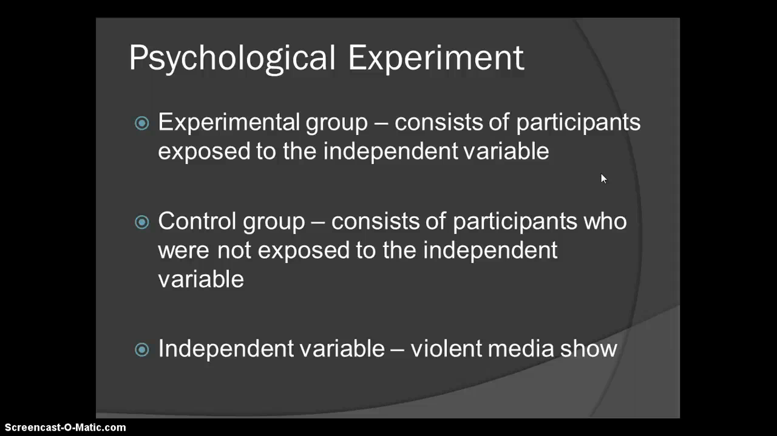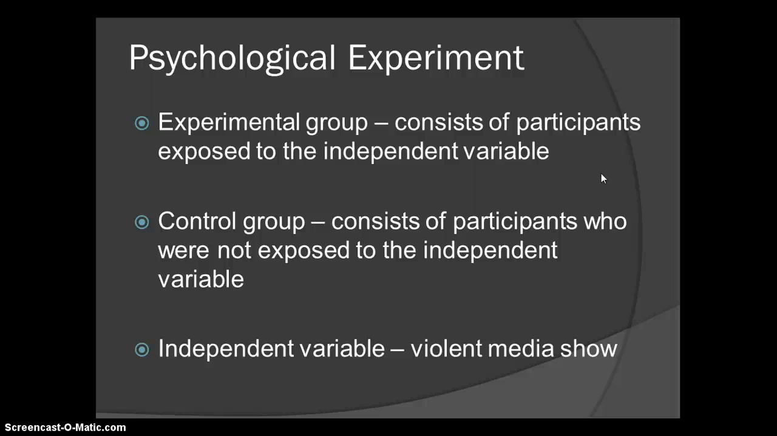There are usually two groups or more, but the two types of groups we have in psychology are the experimental group and the control group. The experimental group consists of participants exposed to the independent variable, and the control group consists of participants who were not exposed to the independent variable. So for example, if your independent variable is a violent media show, participants in the experimental group will watch a violent media show, whereas participants in the control group will not watch the violent media show.